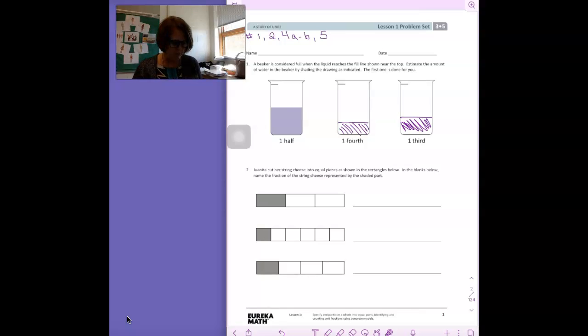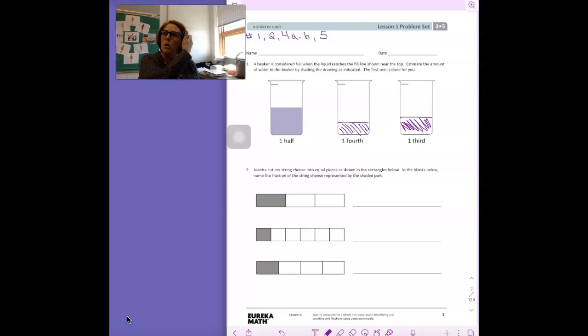Let's take a look at number 2. Remember, I want you to practice reading directions on your own. It's okay if you're listening to me read and following along, but I also want you to try to read them on your own. Juanita, oh, that's a tough name. What if we don't know how to say that? Could we pick any name that starts with a J? Absolutely, we can. Juanita cut her string cheese into equal pieces as shown in the rectangles below. In the blanks below, name the fraction of the string cheese represented by the shaded part.